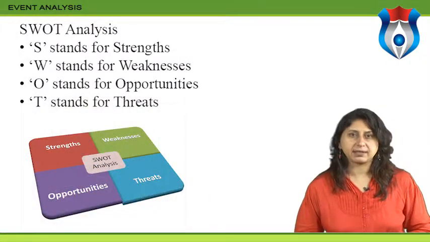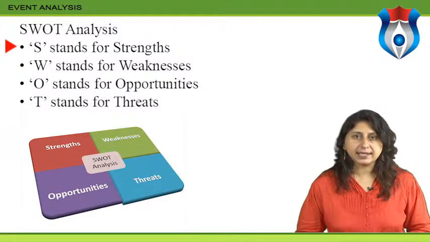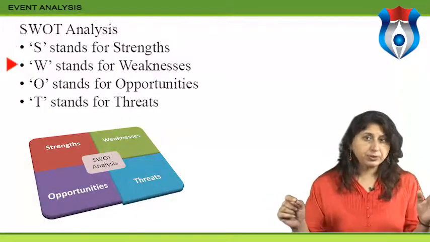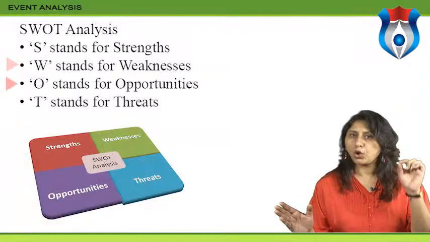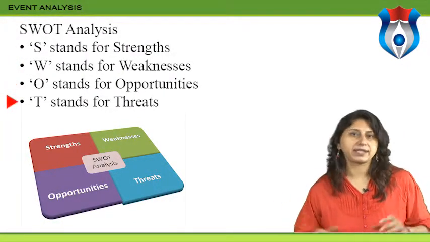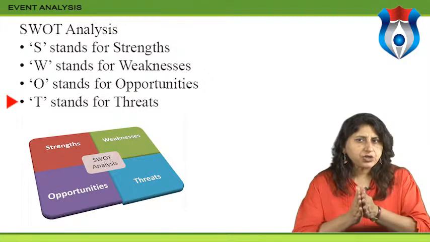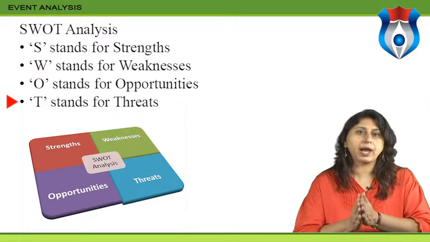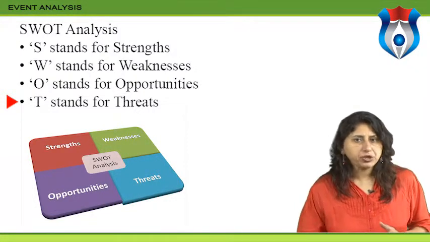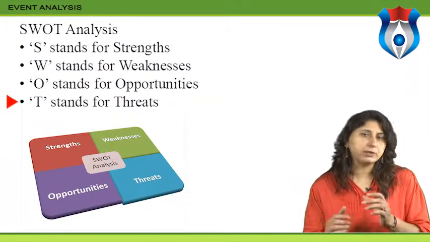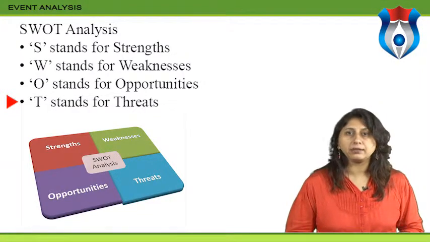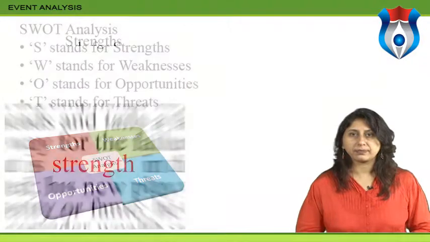SWOT analysis. In SWOT analysis, S stands for strengths, W stands for weaknesses, O stands for opportunities, T stands for threats. It is a strategic planning tool which is used to identify and analyze the strengths, weaknesses, opportunities and threats involved in a project. SWOT analysis can also be done on an organization.